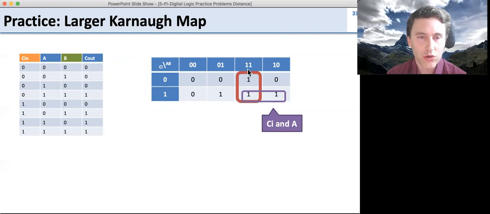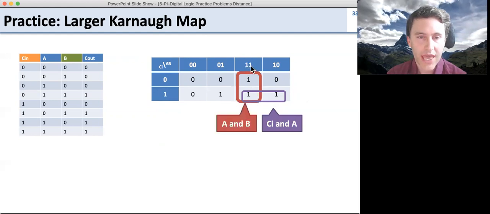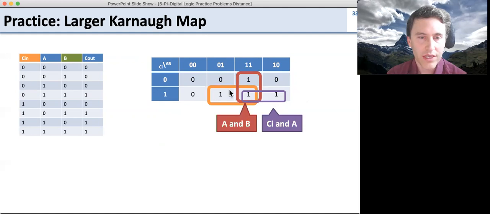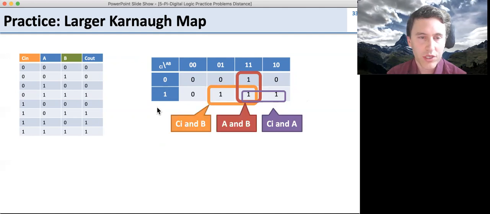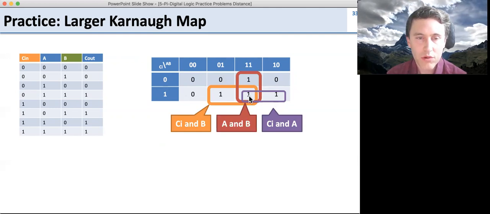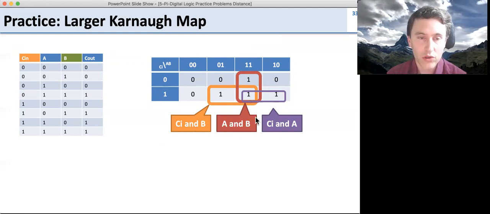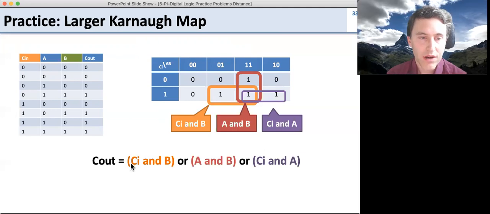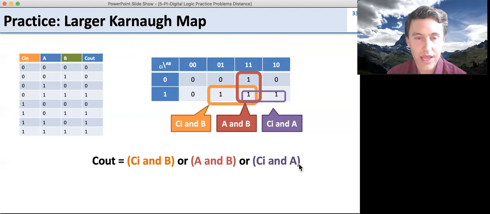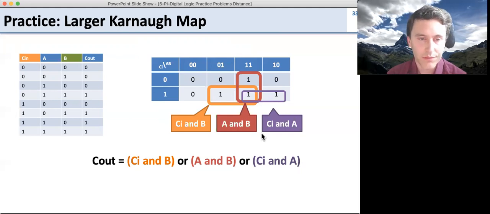This one over here is true in this column. So this column is A and B. And then finally, we've got this one over here. This one is going to be true for carry in because it's in this row, and then B. So here's B is 1 and 1. Now, we circled this one right here a bunch of times, and that's fine because the output is true when any of these are true. So that's okay if they're all true at the same time. So that says that our output is CI and B, or A and B, or carry in and A. So that's the logic function.